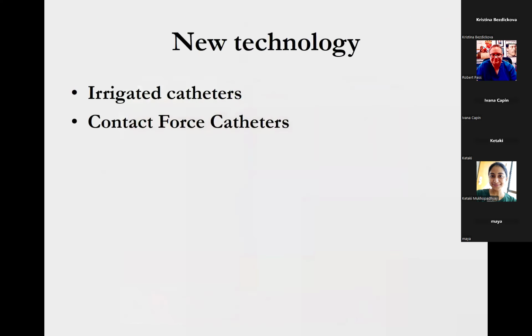So we've talked about irrigated catheters. Another new technology, which we've been using for the last 4 or 5 years now, are so-called contact force catheters. So most of the new, more modern ablation catheters can actually measure the amount of force that's generated between the catheter and the myocardium.